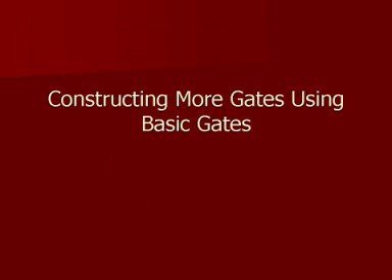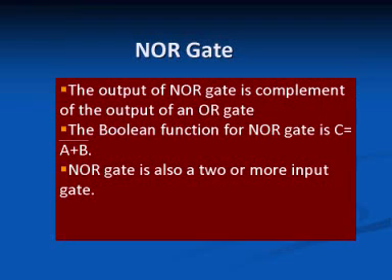So far we have discussed the basic gates AND, OR and NOT. Now we will familiarize ourselves with the other gates like NOR, NAND, XOR and XNOR gates and try to understand how these can be constructed using AND, OR and NOT gates. First, let us take the NOR gate.